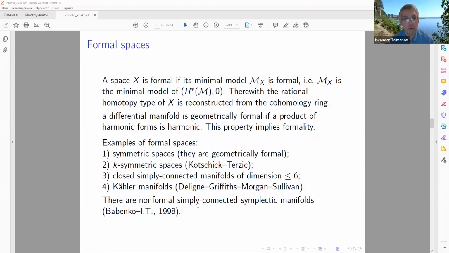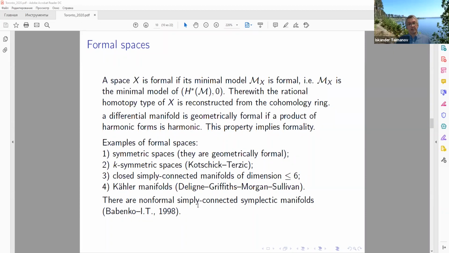A space is called formal if its minimal model is formal. So it's the minimal model of its cohomology ring. What I said before about the reconstruction of the homotopy groups tensored by rationals means the following. This is the rational homotopy type of X. The minimal model of X is the representative of the rational homotopy type of X, and it is reconstructed from the cohomology ring. So starting with the cohomology ring, you can compute the ranks of all homotopy groups in particular. You can get more information.